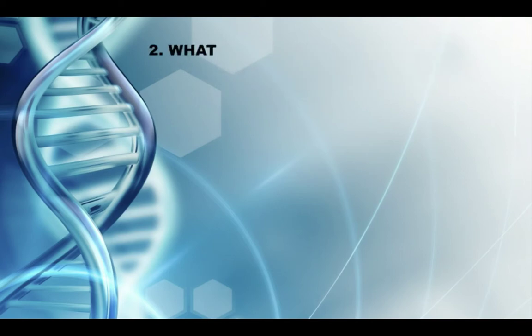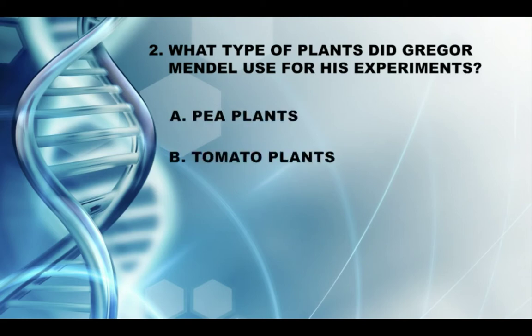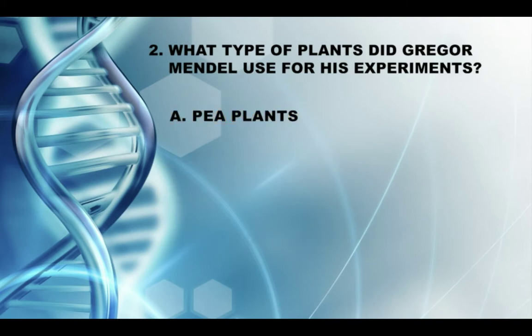Question 2. What type of plants did Gregor Mendel use for his experiments? A. Pea plants. B. Tomato plants. C. Ferns. D. None of the above. If you answered A, you know that Mendel experimented with pea plants.